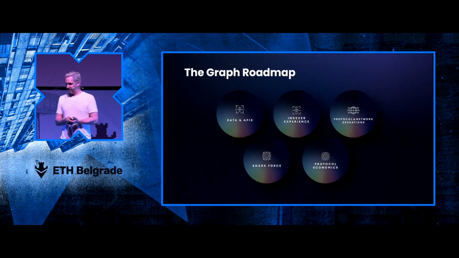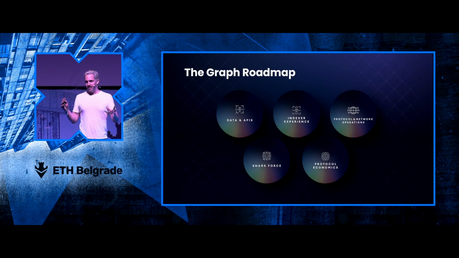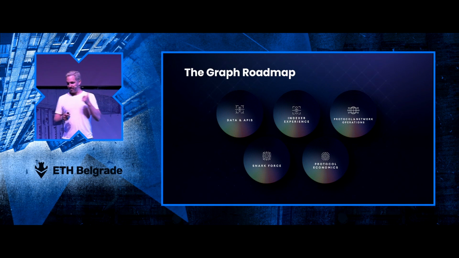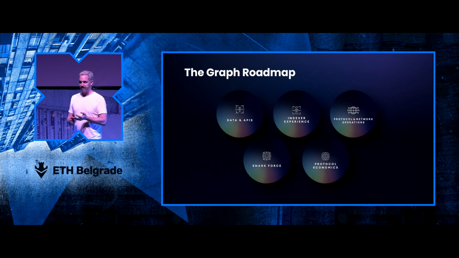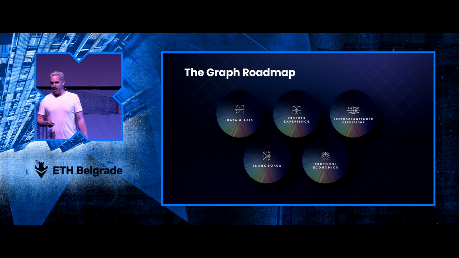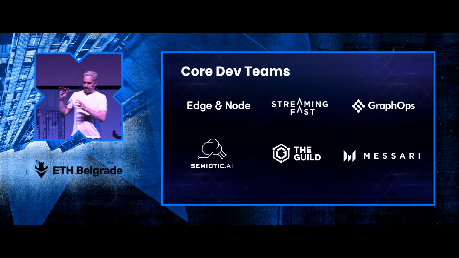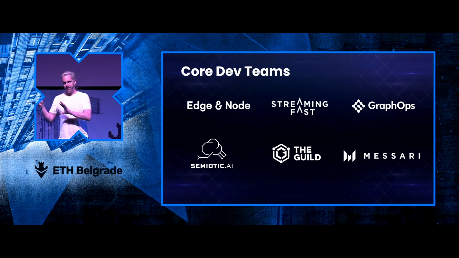But what's next? So The Graph has a big R&D team, and it is mainly in these 5 different research areas. So it's data and APIs, indexer experience, protocol network and operations, a SNARK force, a dedicated SNARK research team, and then the protocol economics. And these research areas are kind of these 6 teams or core devs working on these research areas.